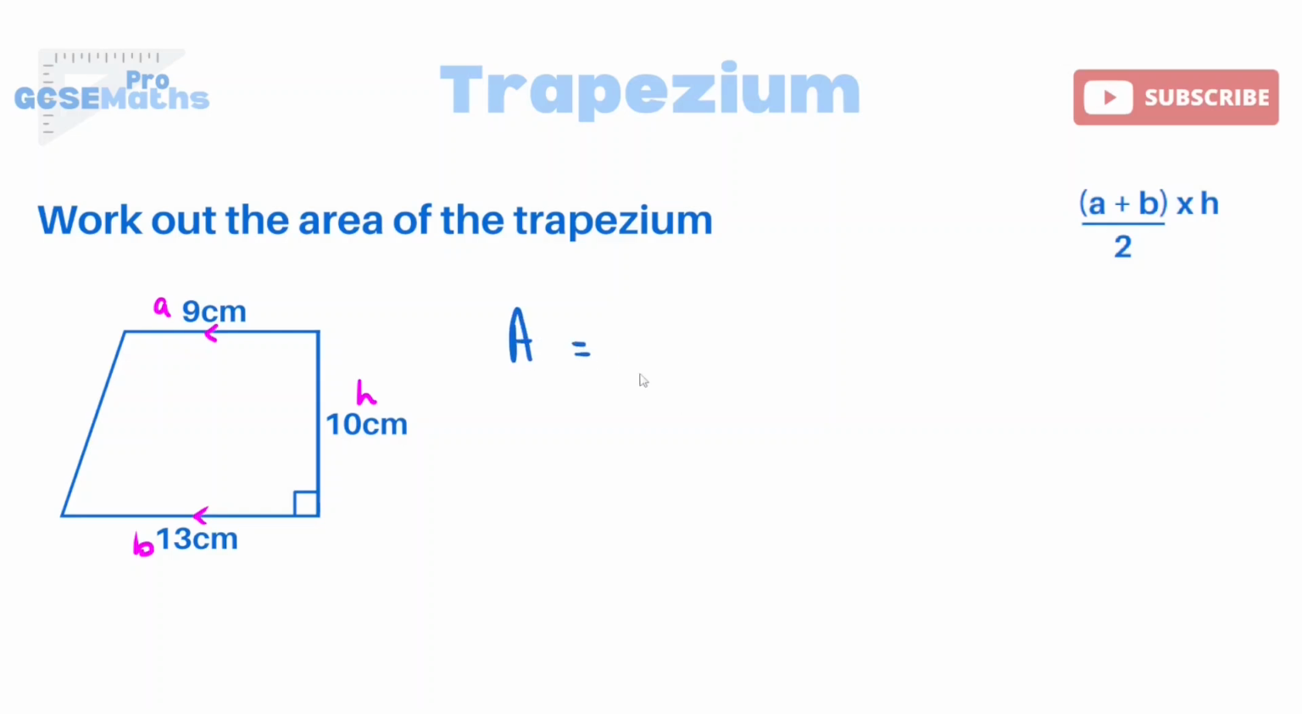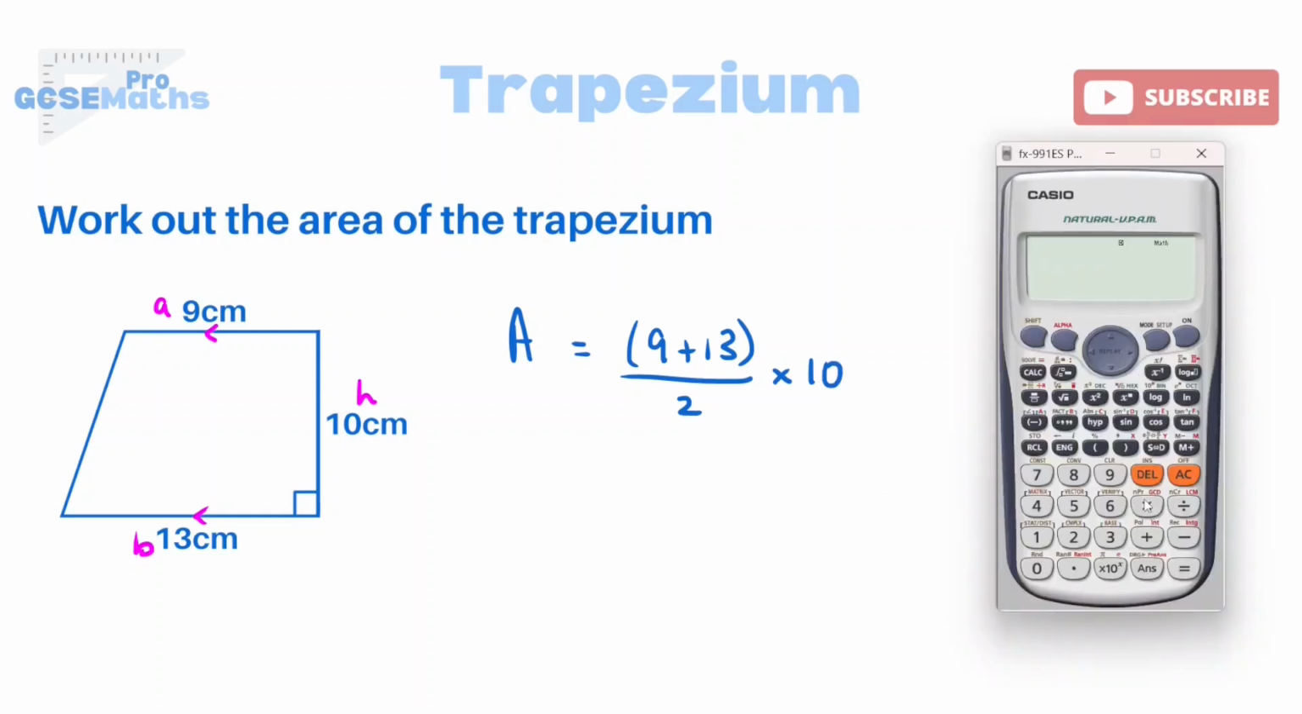So area is 9 plus 13, so a plus b over 2, so that will find the average between the two sides, the top and the bottom, times by the height, which is 10. So then grab your calculator, I'm going to type it in here. Obviously this one I think we could work out ourselves. This question could still come up on a non-calculator paper if they use nice enough numbers. I'm just going to show it here though. I'm just going to work out the first bit, the a plus b over 2, just so you can see. 9 plus 13 over 2 is 11.